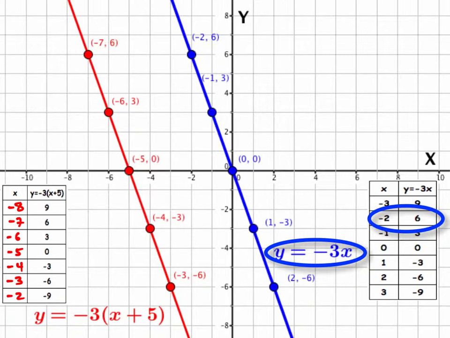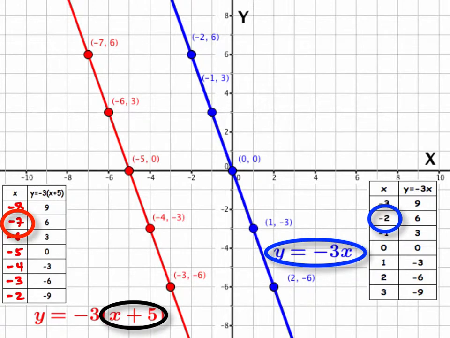But now if we want to get the exact same y value for our graph in red, so if y were 6, we need to be multiplying negative 3 by negative 2. But no longer is it the case that x has to equal negative 2. X plus 5 has to equal negative 2. So obviously x has got to be negative 7. It has to be 5 less than it was in our original graph in blue.